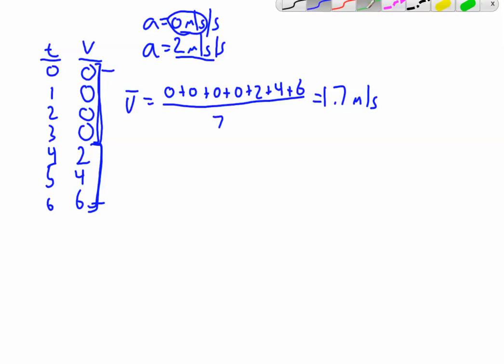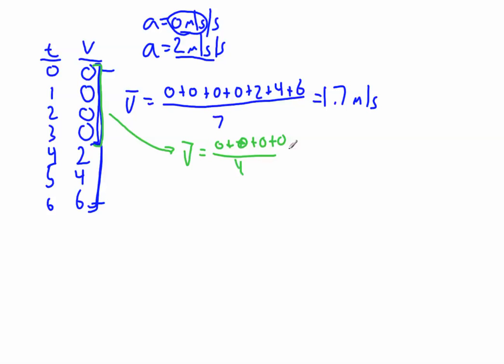Let's take a quick look at that. So in this interval, the average velocity during that green interval is going to be 0 plus 0 plus 0 plus 0, or 0 meters per second. And that average velocity will occur at all times because the velocity is not changing.